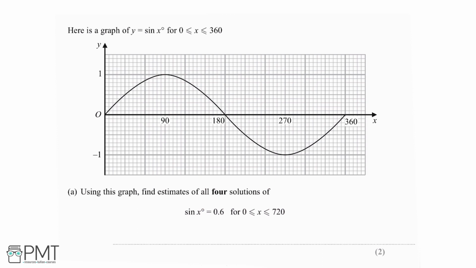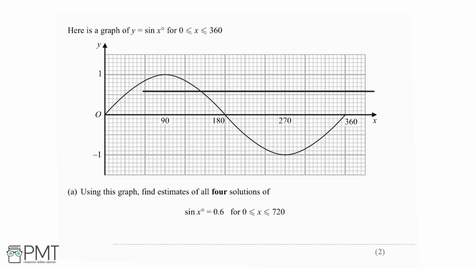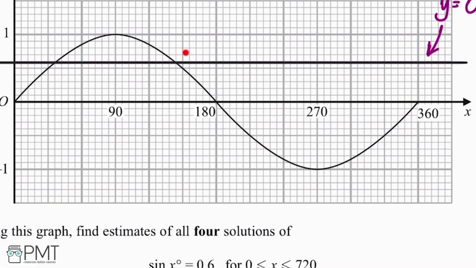So I'm going to find 0.6 on the y-axis. So this is 0.5. And to work out the scale, we can see that one little square up from that is 0.1. So this is going to be 0.6. So I'm going to draw a line there at y equals 0.6. So now we've got our line. We're going to look for the points where this line intersects the graph of sine x. So that's at this point here and this point here.